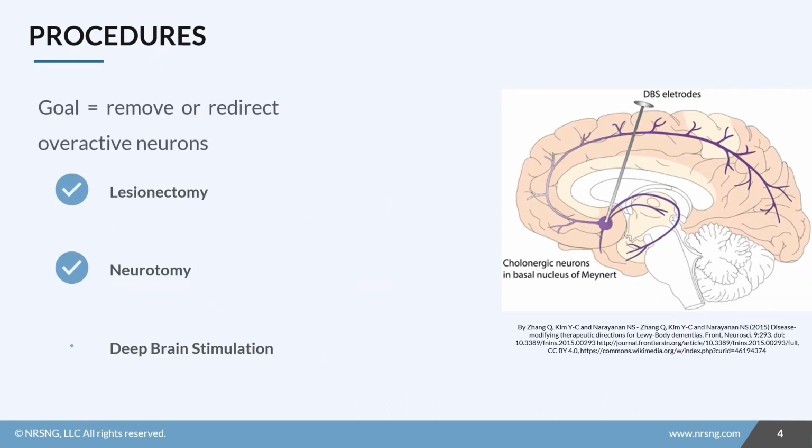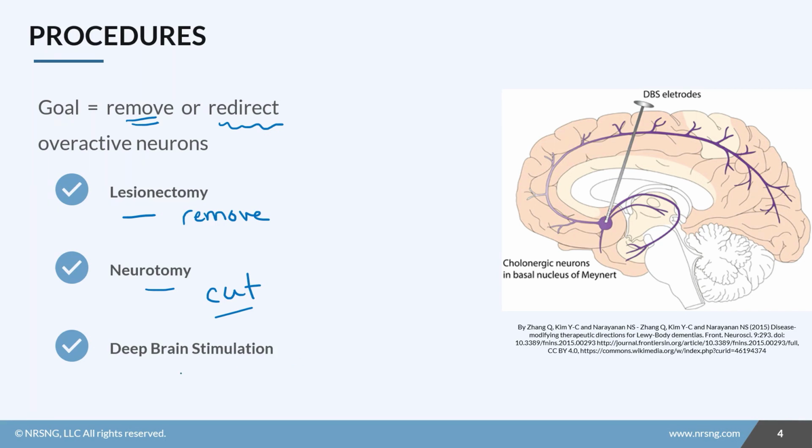Now, there's a few procedural options for patients who have frequent seizures, although it's pretty rare to actually see this happen. But ultimately, if we do them, the goal is to either remove the overactive neurons or redirect them so that they don't overstimulate that electrical activity. So one of the options is a lesionectomy, where they actually remove the portion of the brain that's causing the overactivity. The other option is a neurotomy, which is where they actually cut the nerves that are giving those excessive nerve impulses, and the goal is to stop that impulse from traveling.